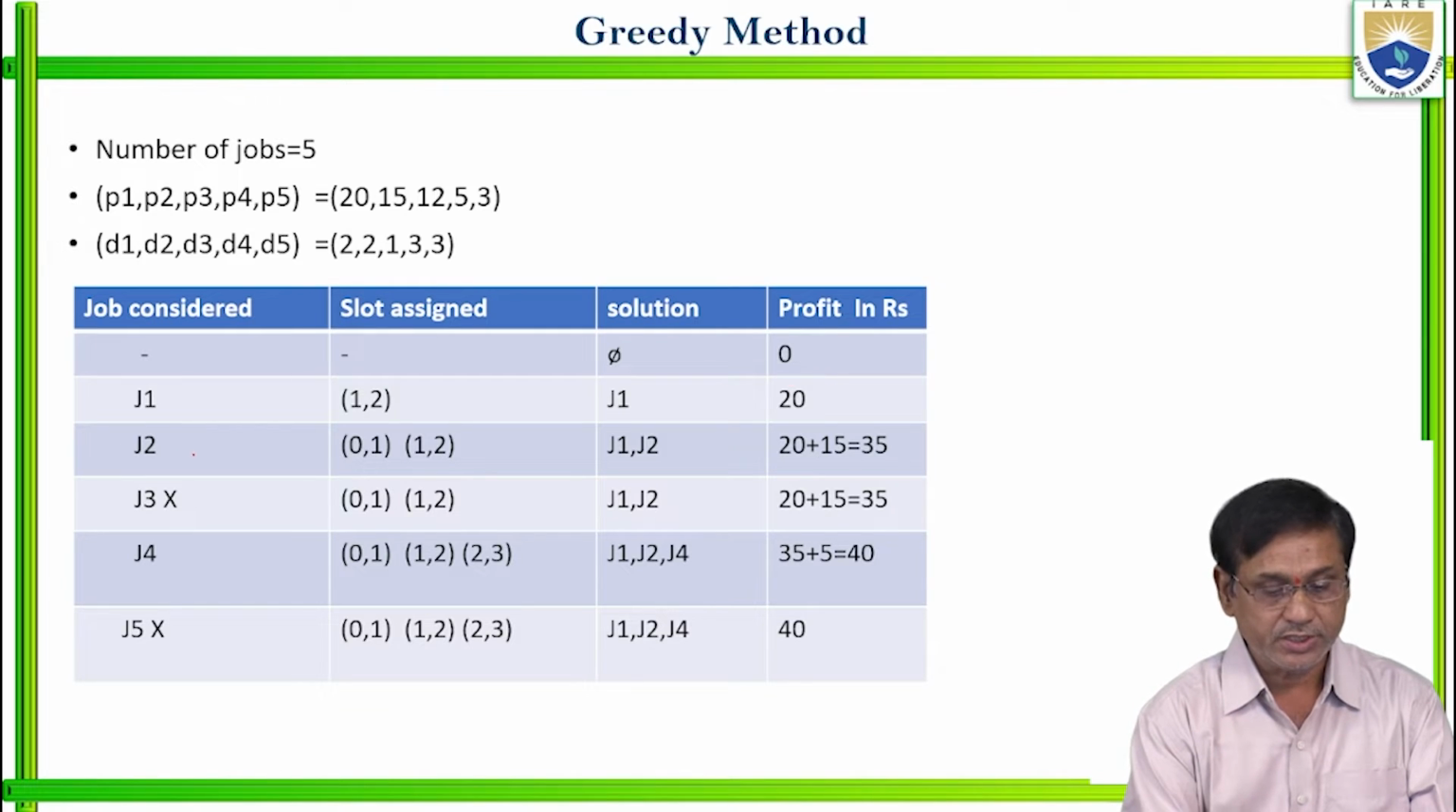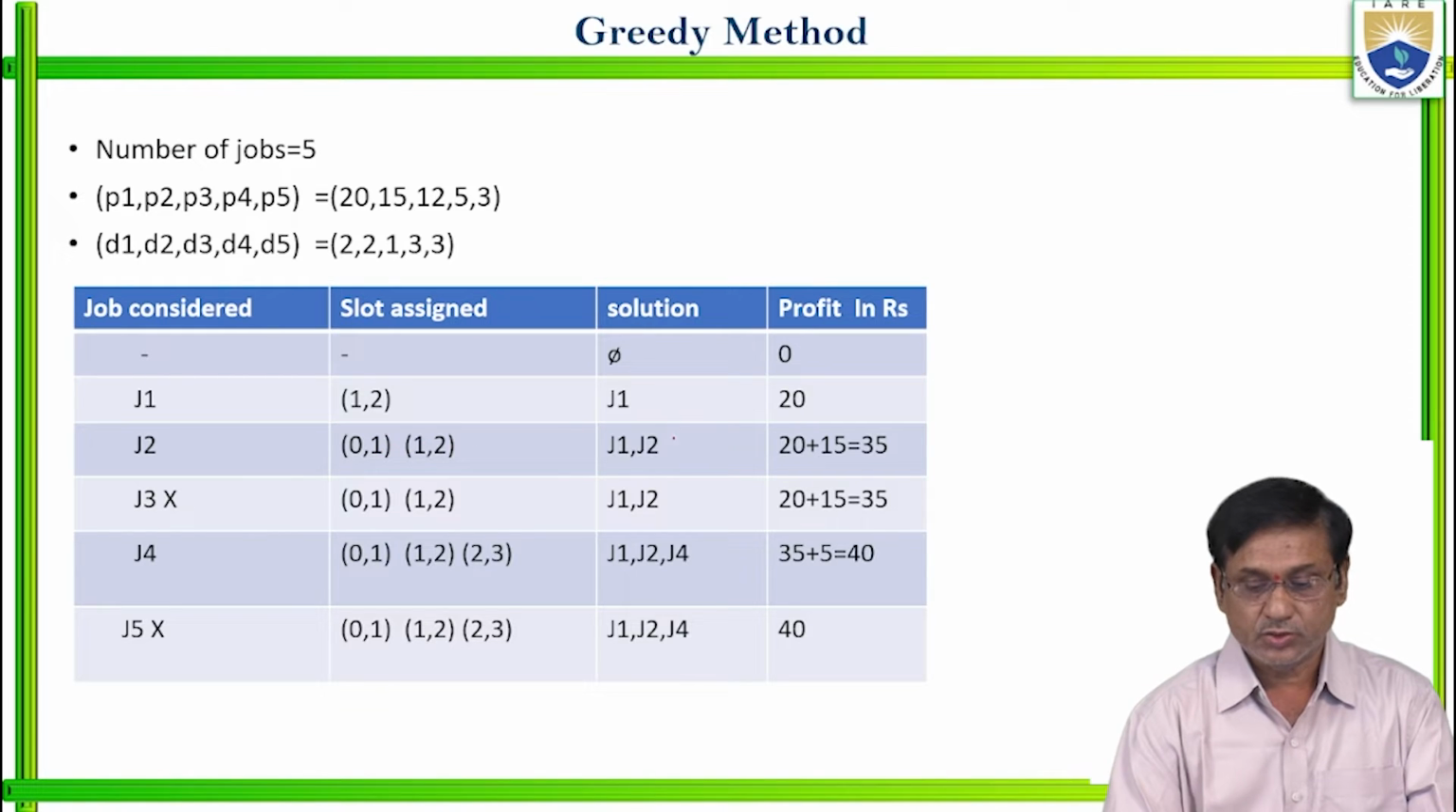Next, J2 is considered and the first slot is given, and the solution is J1, J2. The profit is 20 plus 15, that is 35. Next case, J3 is not considered because he will wait only for 1 hour. That slot is already filled. So the solution is 0 to 1, 1 to 2, J1, J2. 20 plus 15 is 35.